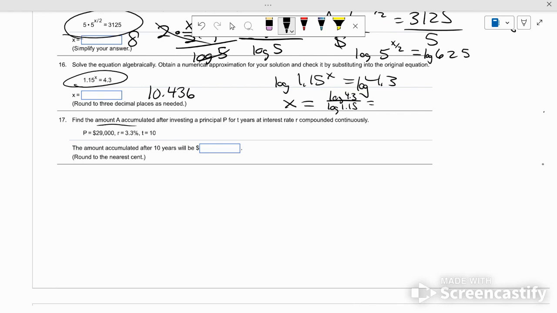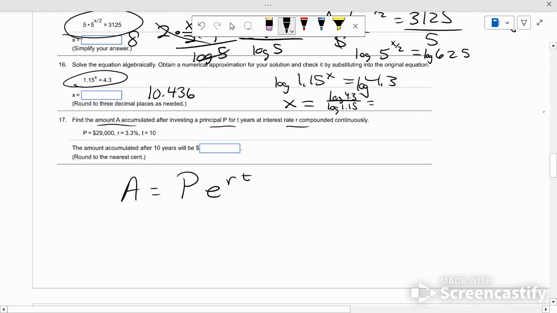Find the amount accumulated after investing P principal for 10 years with the rate compounded continuously. Now, did I have any continuous problems on your homework? Continuous is the amount equals the principal times e to the RT. We should have had some. So when you see compounded continuously, you don't put some huge, gigantic number in.